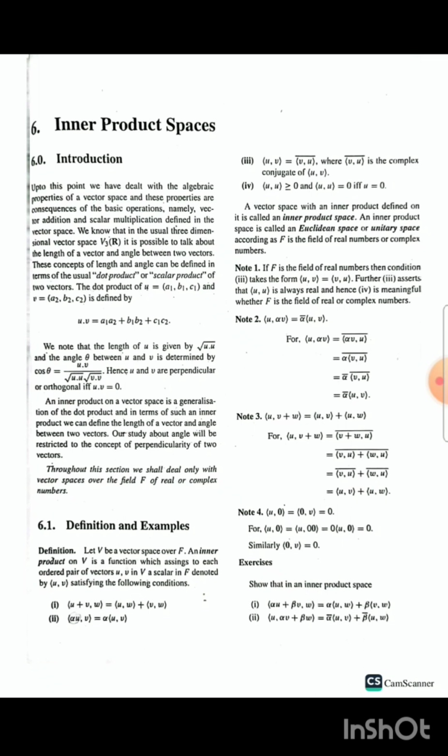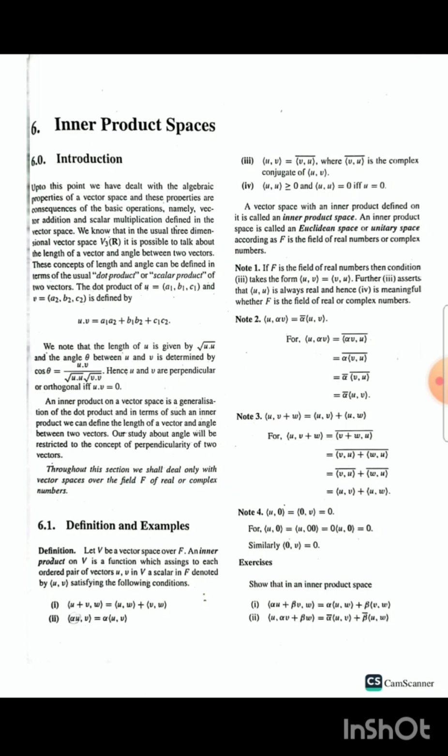The length of u is given by root of u dot u, and the angle theta between u and v is determined by cos theta, which is nothing but u dot v divided by root of u dot u and root of v dot v. Hence, u and v are perpendicular or orthogonal if and only if u dot v is equal to 0. Suppose u and v are perpendicular, then obviously u dot v is equal to 0. And u dot v equal to 0 means those vectors u and v are perpendicular or orthogonal.